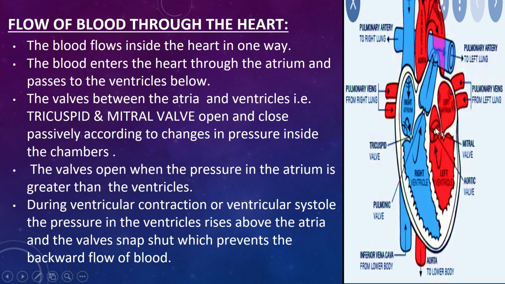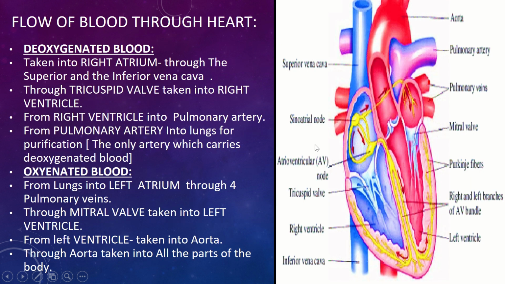Okay, these valves here you can see. This valve is the aortic valve. This is the pulmonic valve. What happens is, this valve being open, the blood from the ventricles passes to this artery, the pulmonary artery, and the aorta. Okay, this is what happens in the flow of the blood through the heart.